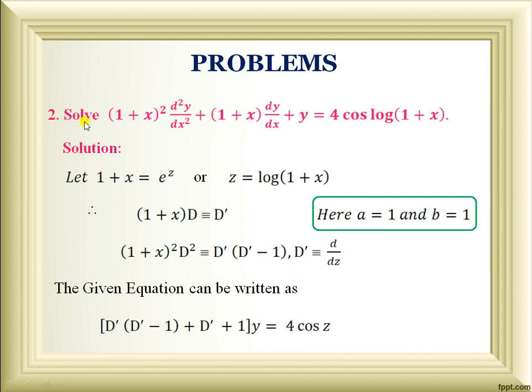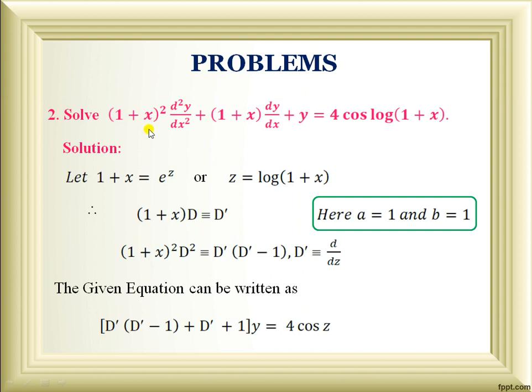Let us move on to the second problem. Solve (x+1)² d²y/dx² + (1+x) dy/dx + y = 4 cos(log(x+1)). Compare this with the general form, ax + b. Here a is equal to 1, b is also 1.